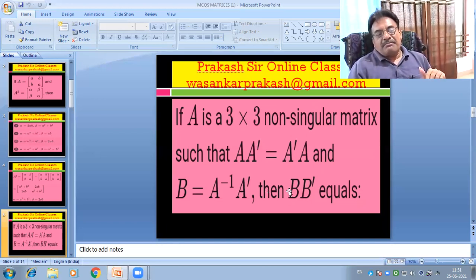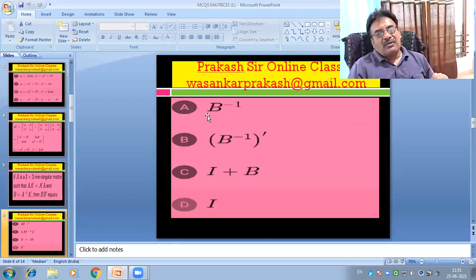Then we find B into complement of B by using the given: A into complement of A is equal to complement of A into A, and B equals A inverse into complement of A. This is given in this multiple choice question. The options are: option A, B inverse; option B, complement of B inverse; option C, I plus B; option D, I.